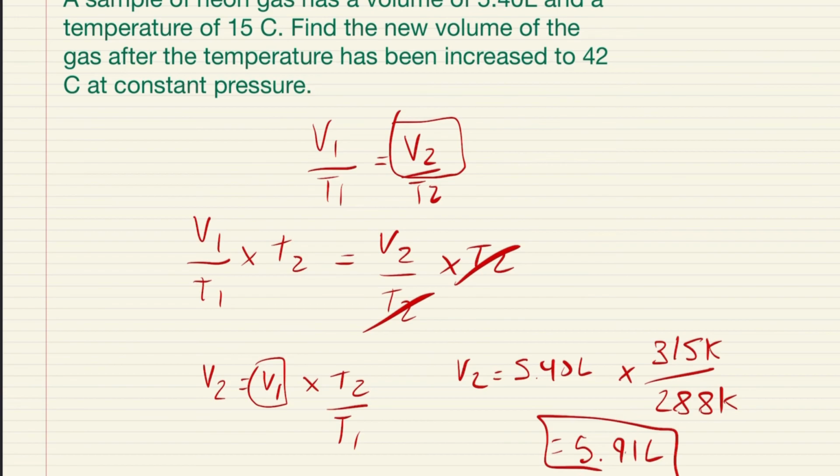The volume increased because the temperature increased, but we already knew the volume was going to increase. So if you got something in your problem that was anything less than 5.4 liters, we knew something had gone wrong there. So that's how you use Charles's law.